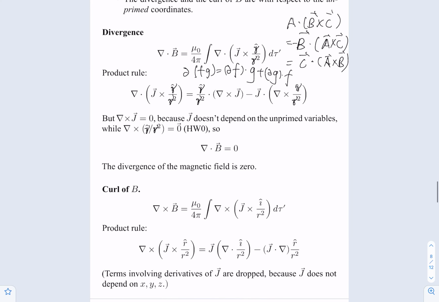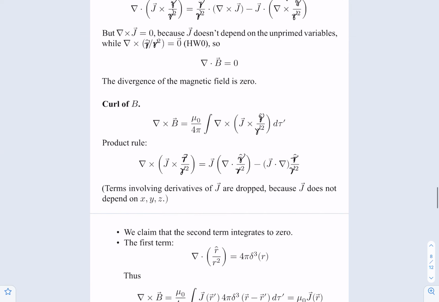Now let's take a look at the curl of B. For the curl of B, we can do a similar thing, but just replace this del dot operator by this del cross operator. And here the cross product is still a similar thing, so we can use the BAC-CAB rule.